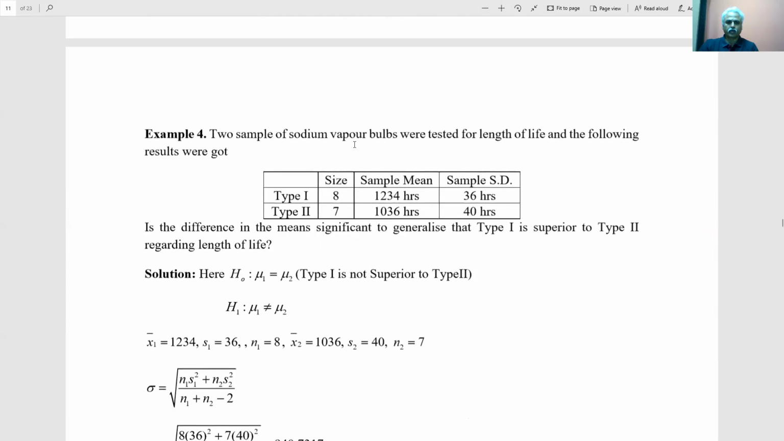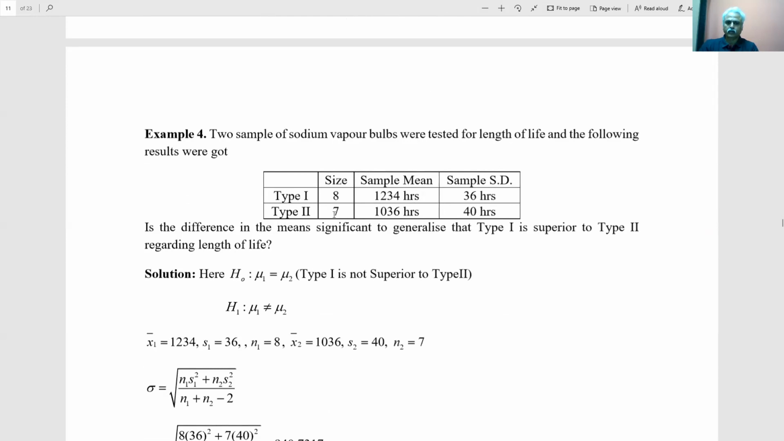Two samples of sodium vapor bulbs were tested for length of life and the following results were got. Type 1: sample size 8, sample mean 1234 hours, with a standard deviation of 36 hours. So 1234 plus or minus 36 hours, because any bulb may not last exactly 1234 hours, sometimes more, sometimes less, with a standard deviation of 36 hours.